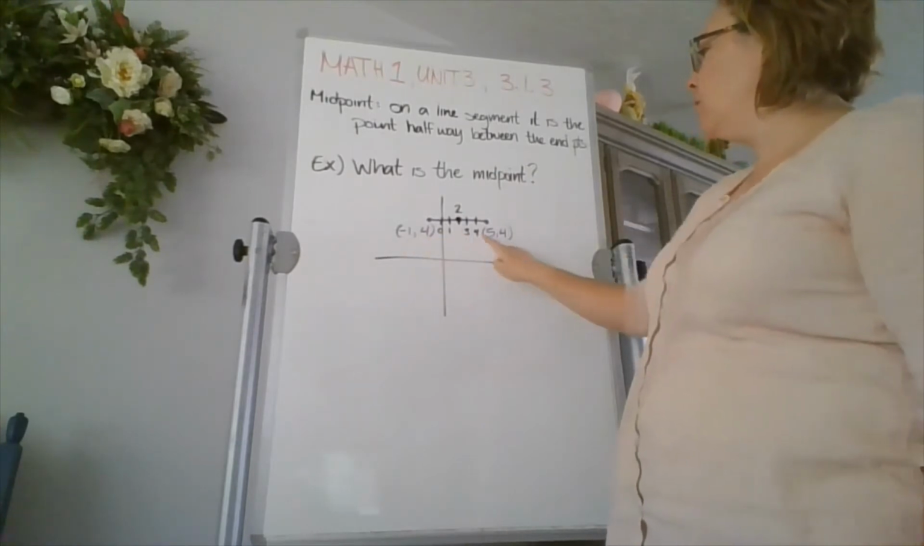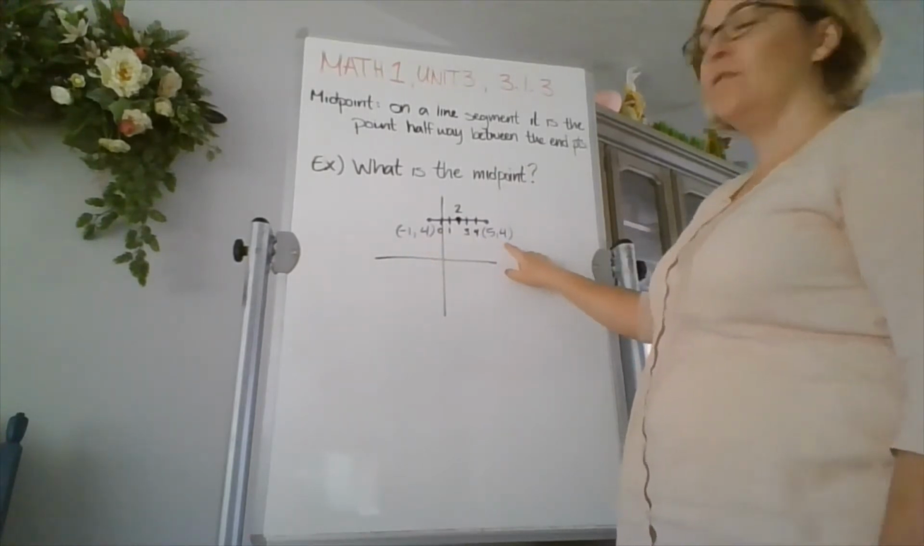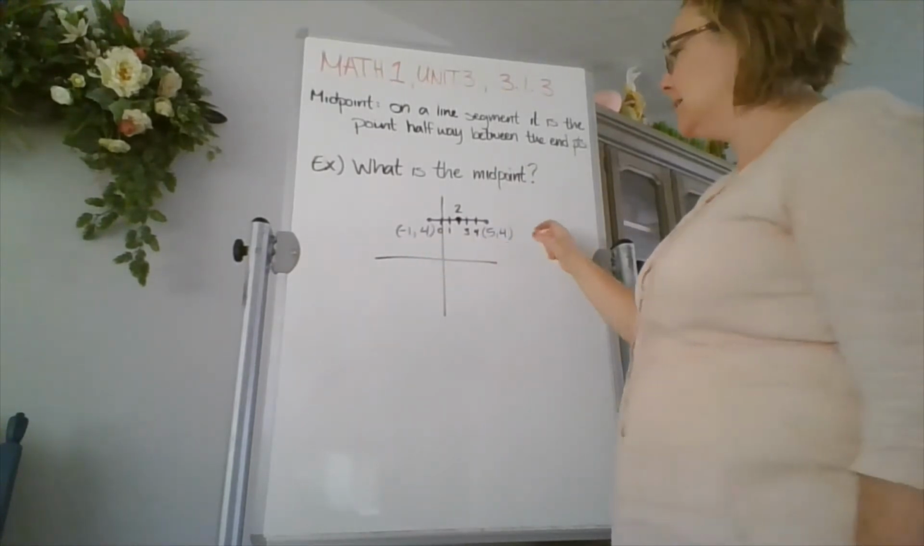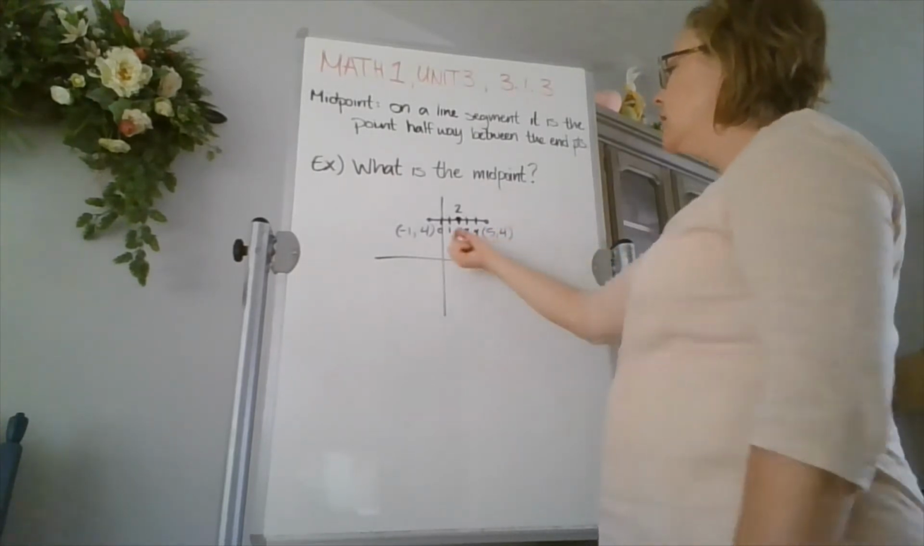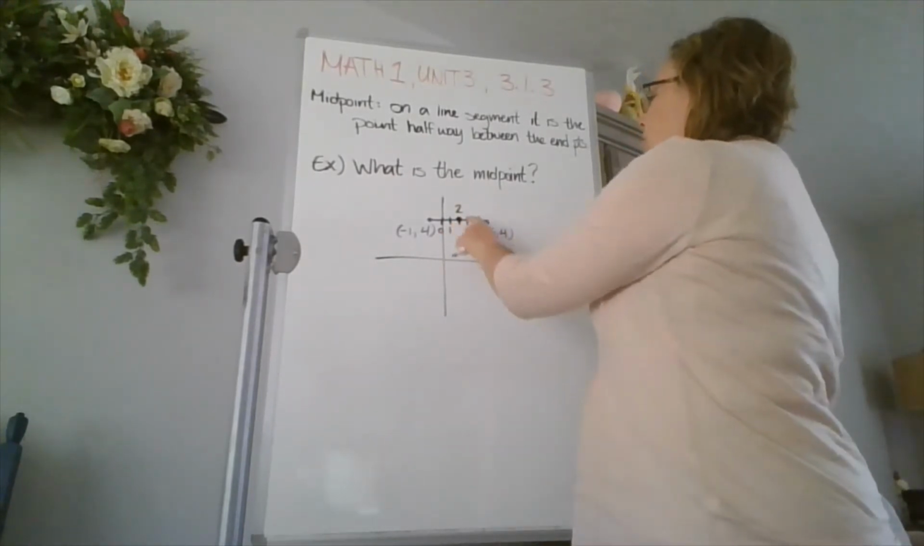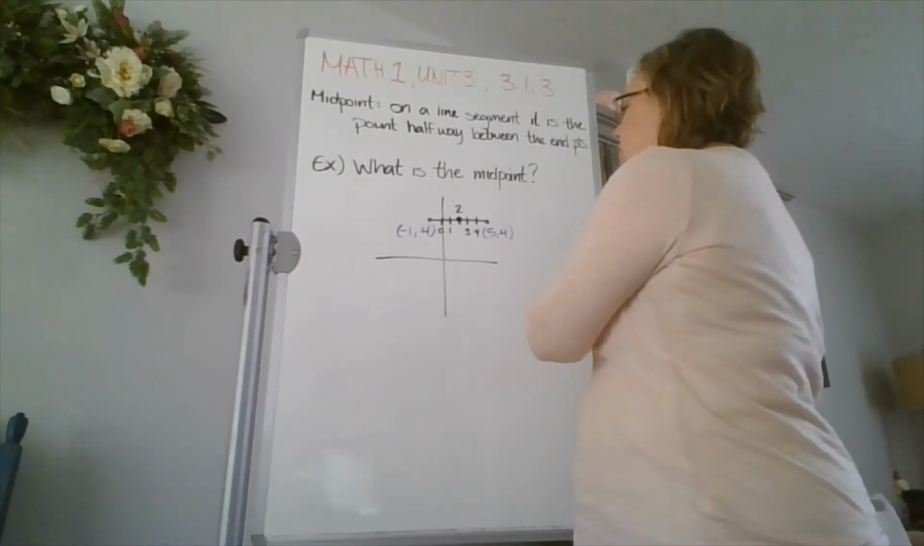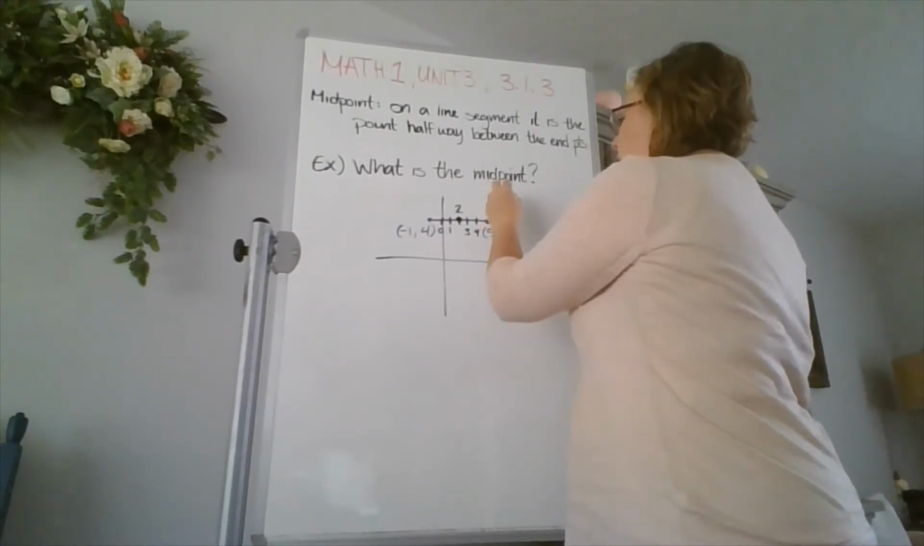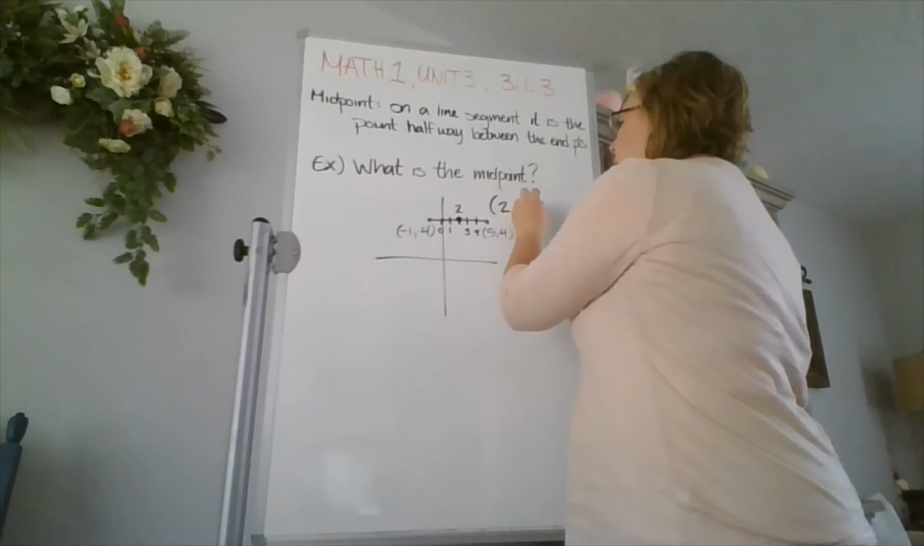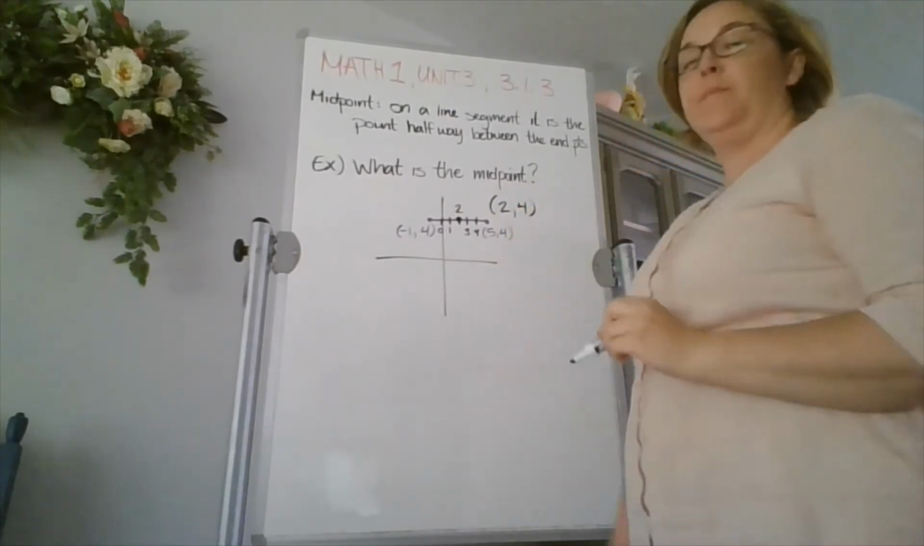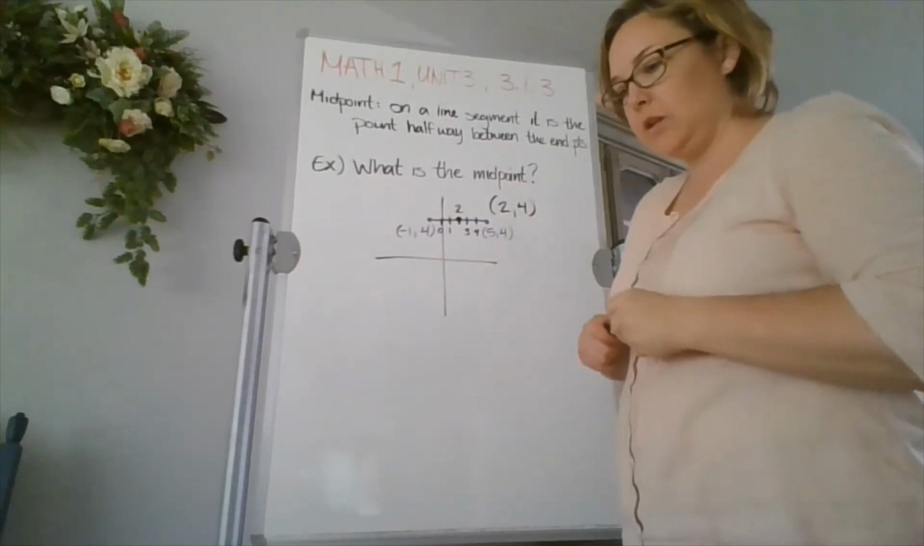And that's between -1 and 5. What's between 4 and 4? Just 4. That's going to stay the same. There's no vertical change. It's just a horizontal change. So our midpoint in this situation would be 2, 4. That is the midpoint of this one. So let's look at some other midpoints.